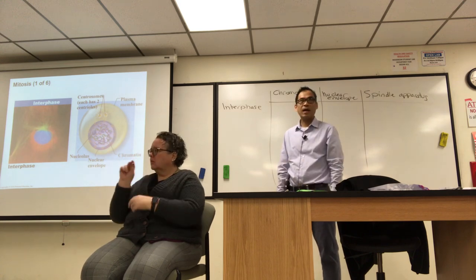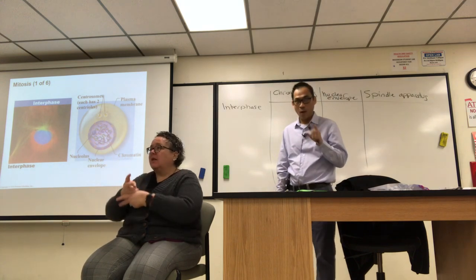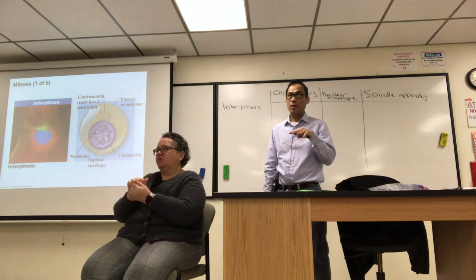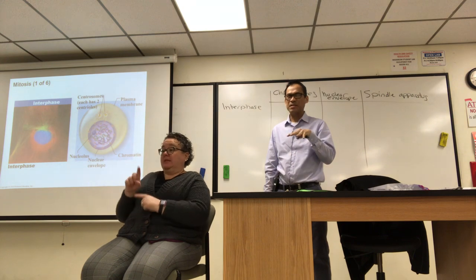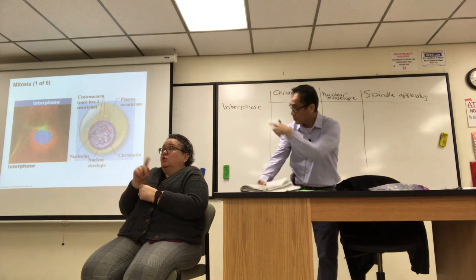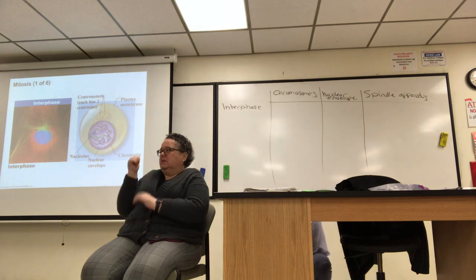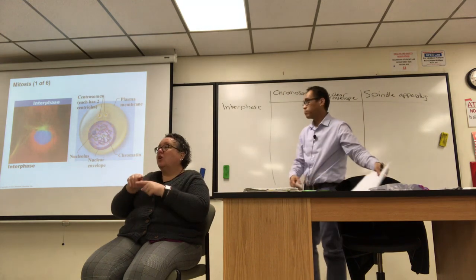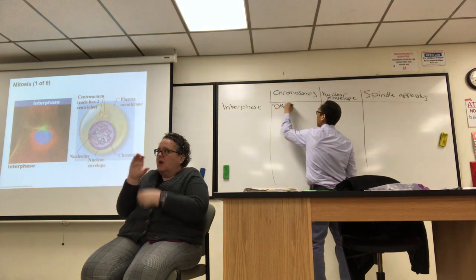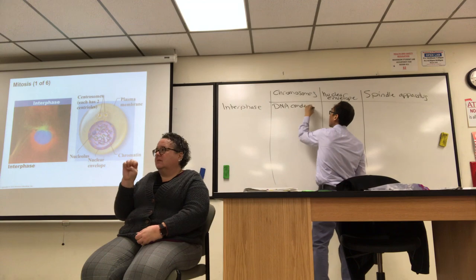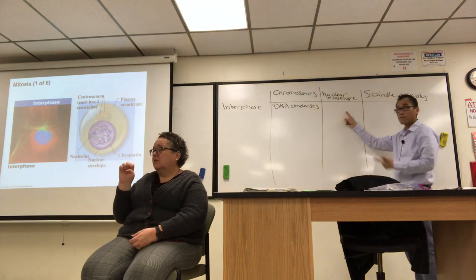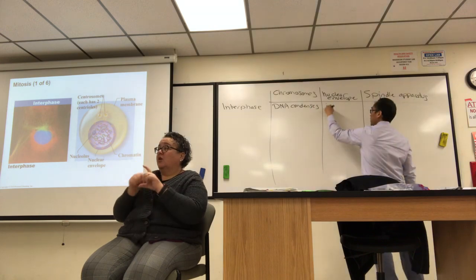And the same thing with DNA. You have to package the DNA in a way so when it gets moved around, the DNA is not damaged. So the DNA has to condense, and it starts to condense in supercoil in this phase. So I'll just put here on the board, DNA condenses. The nuclear envelope is still there. I still see it. I'll just say it's intact.